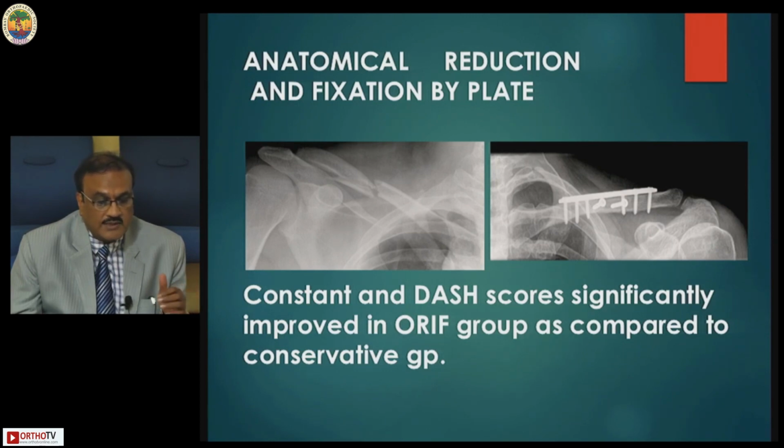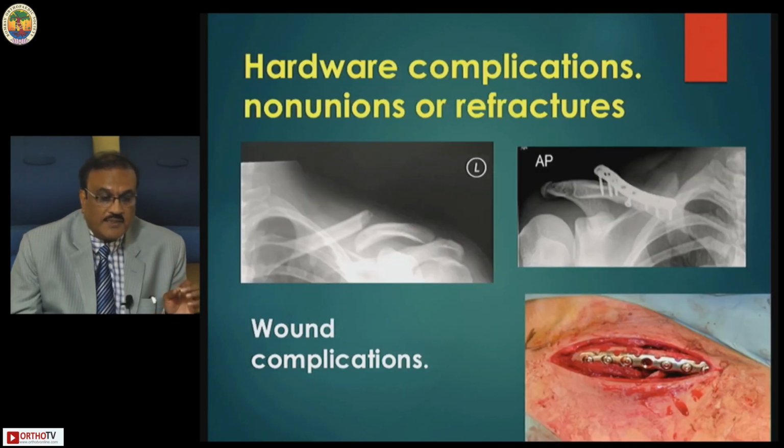Constant and DASH scores significantly improved in the ORIF group as compared to the conservative group. Hardware complications, non-union and refracture we have to look for. Many wound complications are described in the fracture of the clavicle by the open method.